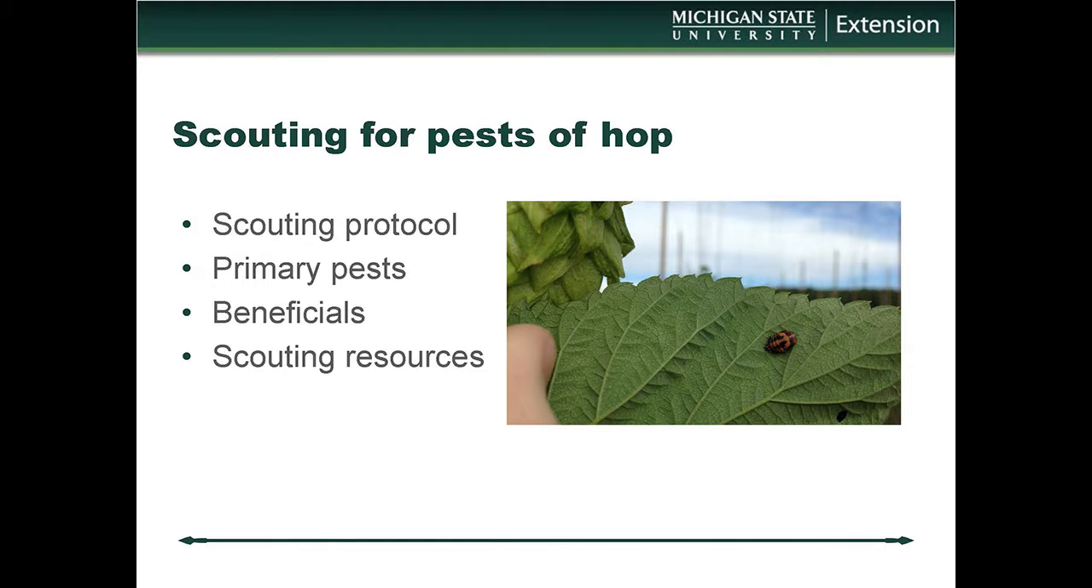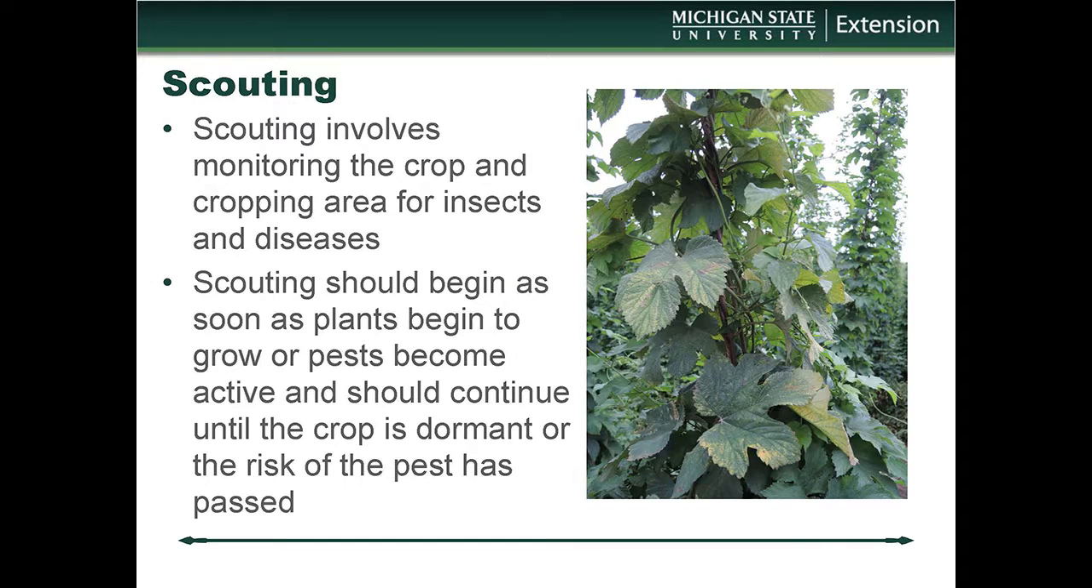So we'll talk a little bit about scouting for pests of hops and scouting protocol. I'm going to zip through the primary pests because I understand you've already heard about those today, and then we'll talk about some of the scouting resources that we've got available. Scouting involves monitoring the crop and cropping areas for insects and diseases. It begins as soon as the plant begins to grow or that pest becomes active, and it typically continues until the crop is dormant or the risk of that pest has passed.